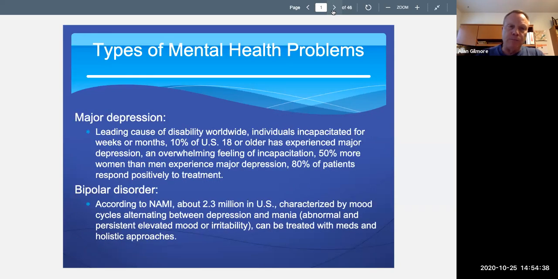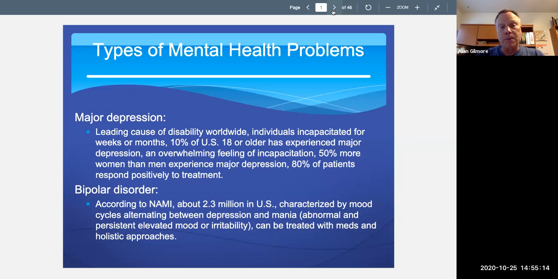So major depression. This is more than just feeling a little blue because it's Monday or because maybe you didn't get a school assignment done quite the way you wanted to. This is really quite often over a long period of time, leaving the person fairly dysfunctional, not being able to do the things that normally they would have been able to do. It's the leading cause of disability worldwide. Individuals incapacitated for weeks or months.